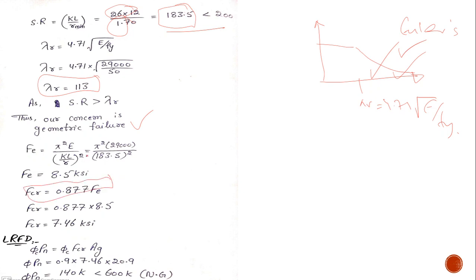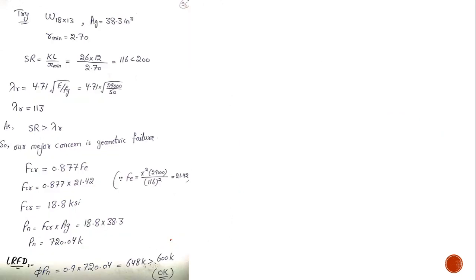F effective is very easy. You have to use this formula. You have all the values. So F critical comes out to be 7.46 KSI. Originally you assumed it to be 33.33 KSI. Again I put this back in the original formula, and it comes out to be 140 kip. Your column would resist 140 kip load. However, the demand is 600 kip. It means not okay. So I have to reconsider and redesign it.